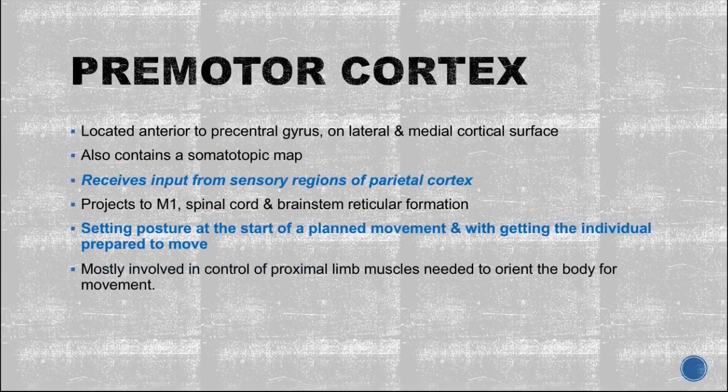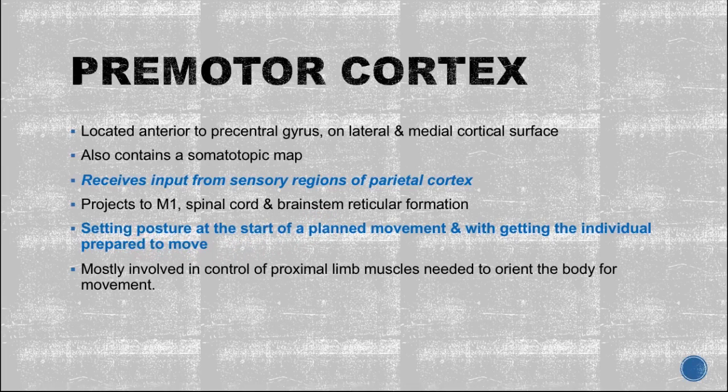Now coming to the premotor cortex, it is located anterior to the precentral gyrus, as we have seen, on both the lateral and the medial cortical surface. It is roughly the same as the primary motor cortex, with the same type of somatotopic map. It receives input from the sensory region of the posterior parietal cortex, and it projects to the primary motor cortex. It also projects to the spinal cord as well as to the brainstem.